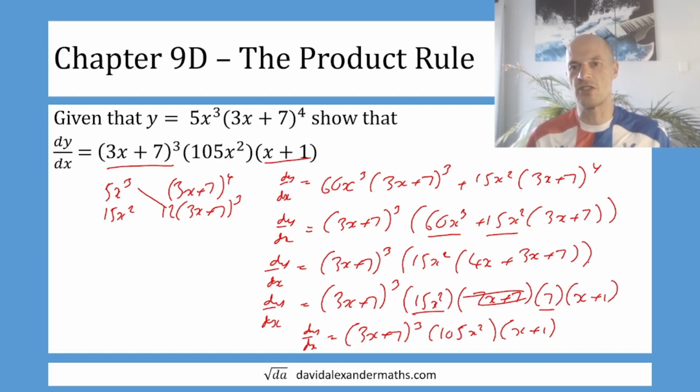There were other options with the factorising which would have yielded the same result. That's just the slightly random way that I've gone about it. You could have perhaps taken a different pathway, but whatever you do, you should have ended up with 3x plus 7 cubed, 105x squared, and an x plus 1.